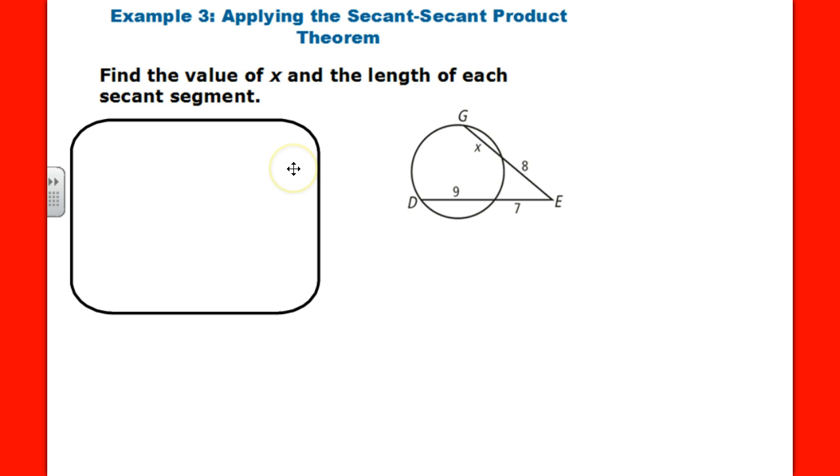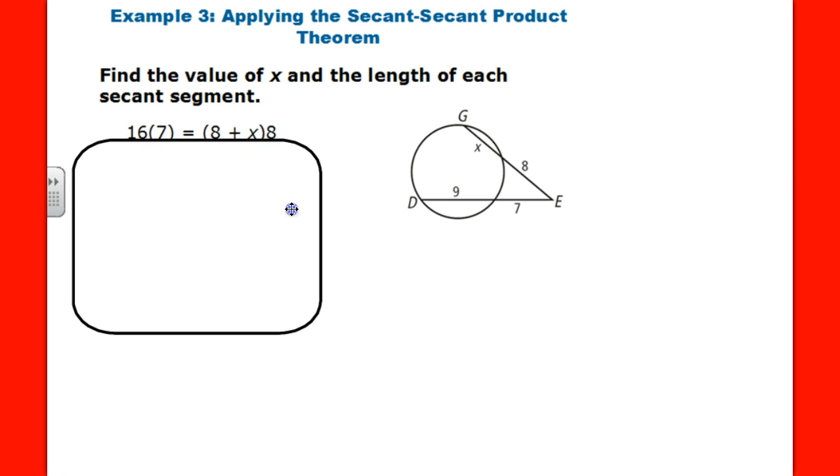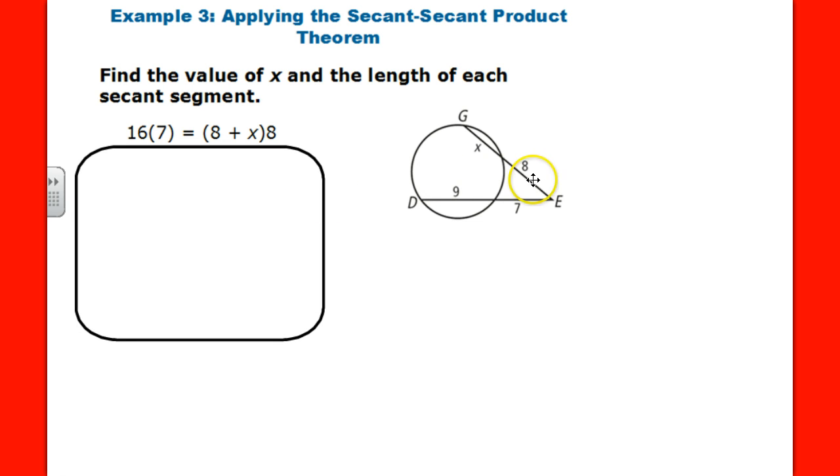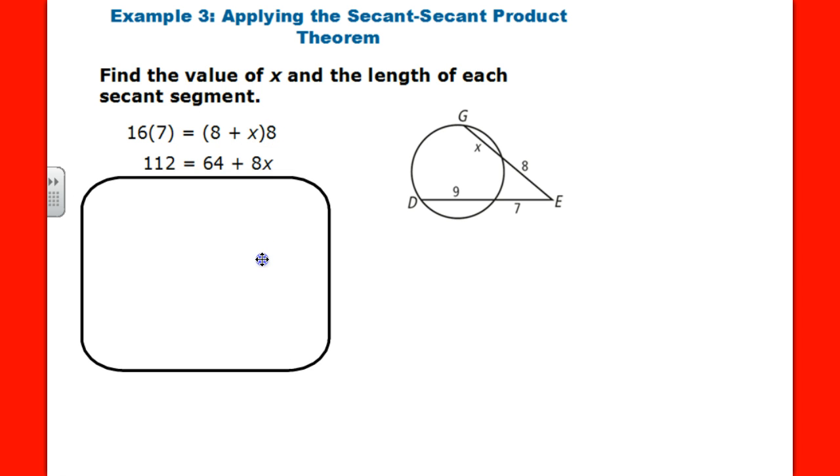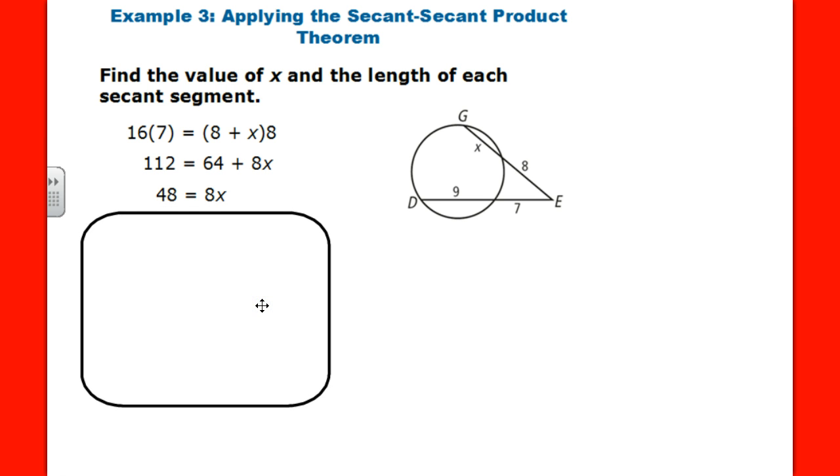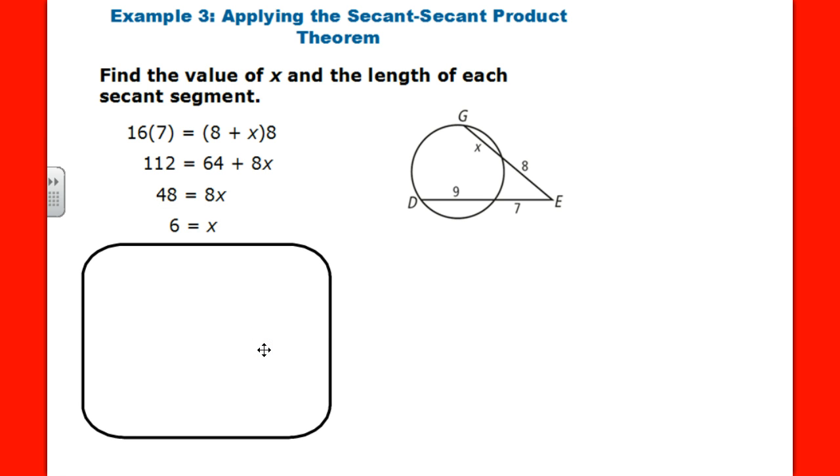So we start by setting it up just as we saw. We have whole, they didn't actually put the letters, this is DE times the external secant segment for DE should equal the whole GE, which is 8 plus x, times the external secant segment. And we distribute and solve. And so x equals 6.